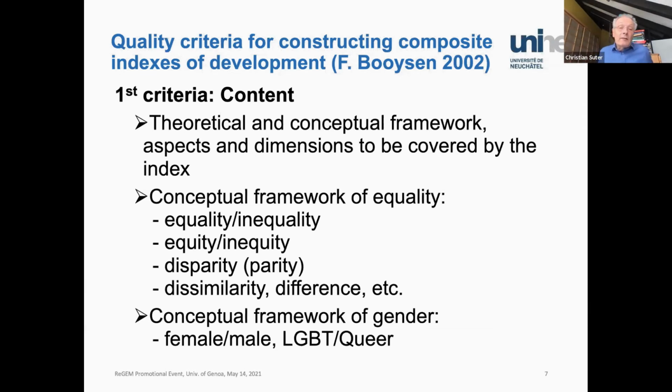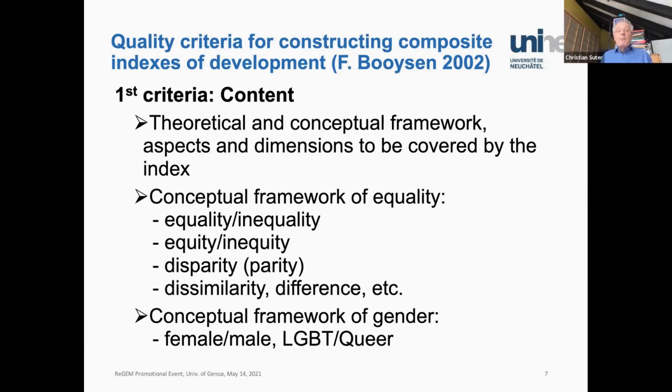And to start with the most important element, which is the first criteria Boysen is speaking of, is labeling content. So when Boysen is speaking of content, then he means the theoretical and conceptual framework of the index. So it's important to have a clear theoretical conceptual framework, what has to be covered by the index.